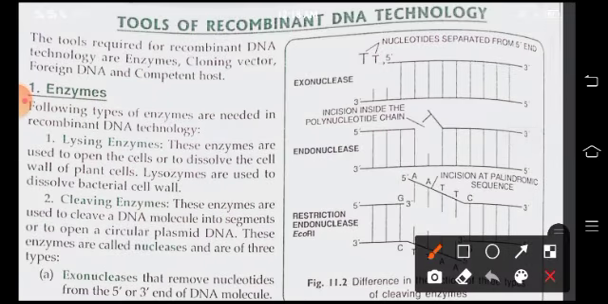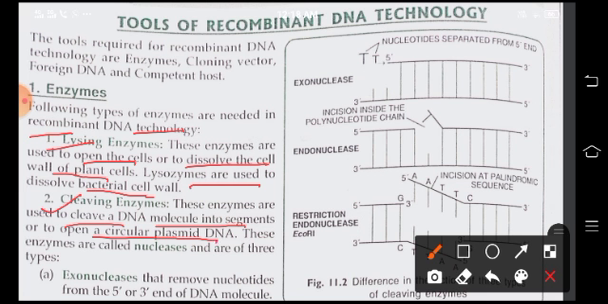Enzymes which are needed for recombinant DNA technology are of three types: lysing enzymes, cleaving enzymes, and synthesizing enzymes. Lysing enzymes are used to open the cells or to dissolve the cell wall of plant cells. Usually, lysozymes are used to dissolve bacterial cell wall. Cleaving enzymes are used to cleave a DNA molecule into segments or to open a circular plasmid DNA.